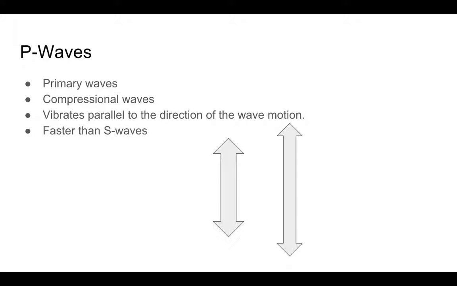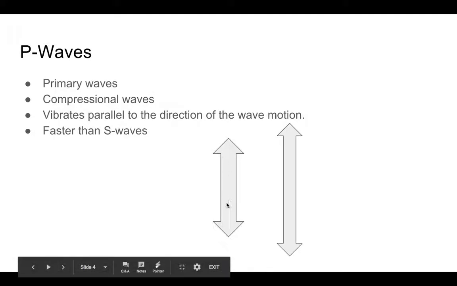P waves, we've talked about these a lot. You did these with your spring lab. P waves are called primary waves. They are compressional waves. They go in a parallel direction to the wave motion. So if this is the way the wave is moving, this is a P wave. It's going in the same direction. They are also faster than S waves.